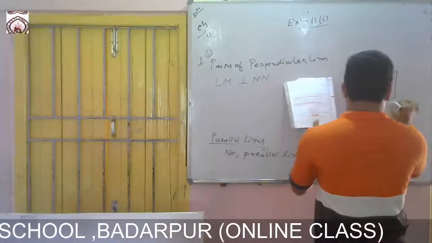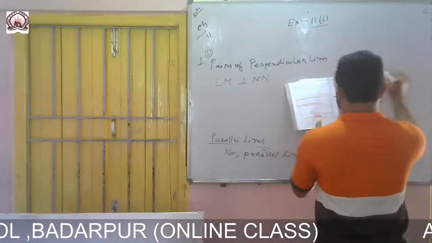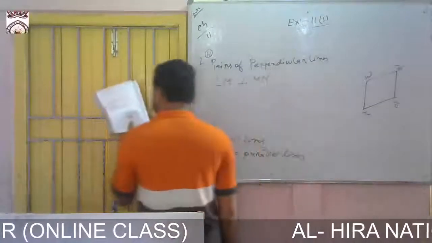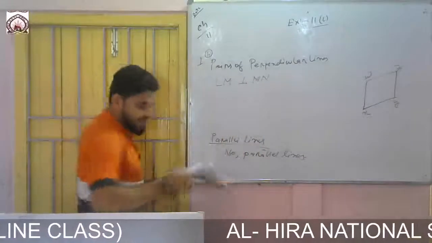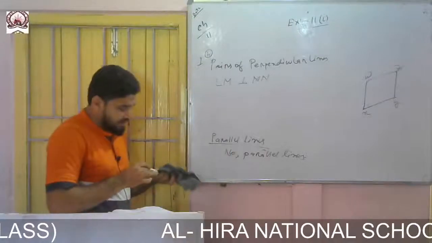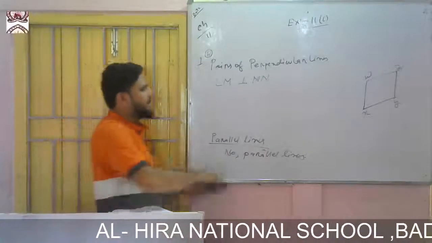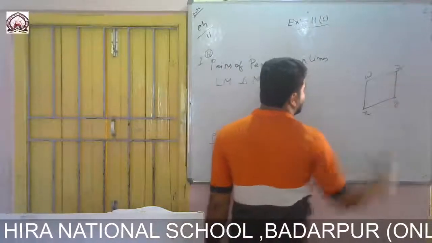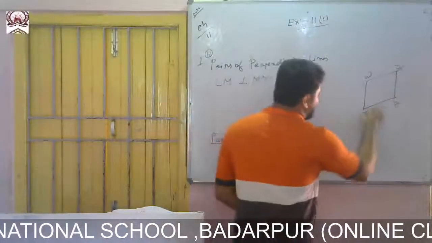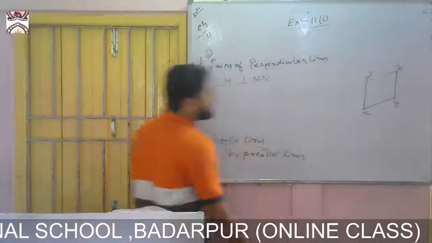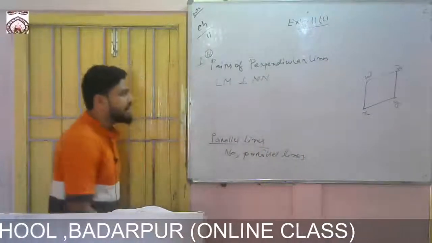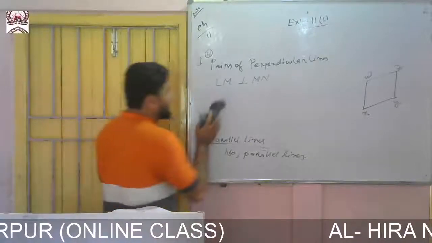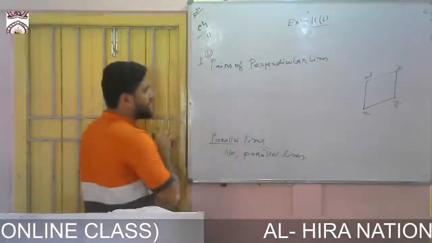So in X, Y, W, Z, what is there? There are no perpendicular lines, because these angles are all either less than or greater than 90 degrees. No one is exactly 90 degrees. So there are no perpendicular lines.